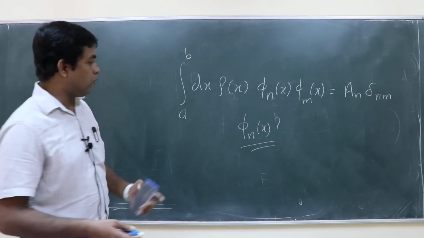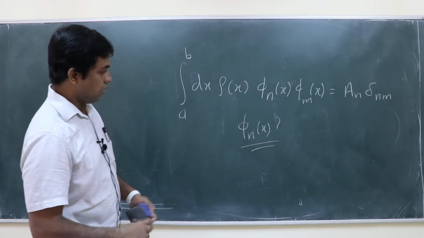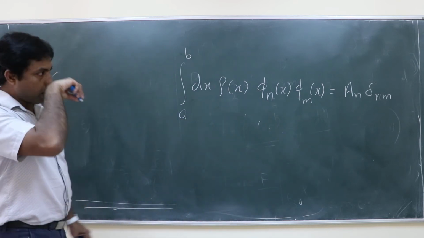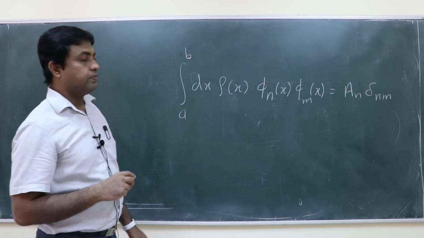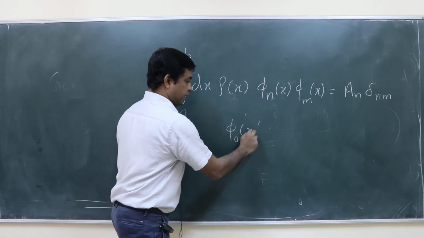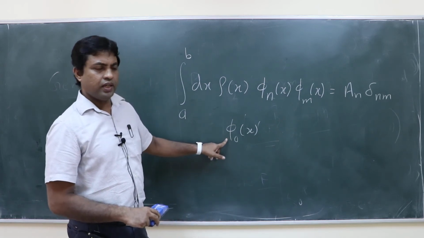Okay, I will give you one more. Yes, sir. How do you do that? Obviously, I should give you phi 0 of x, right? I should give you phi 0 of x. But phi 0 of x, no need to give.